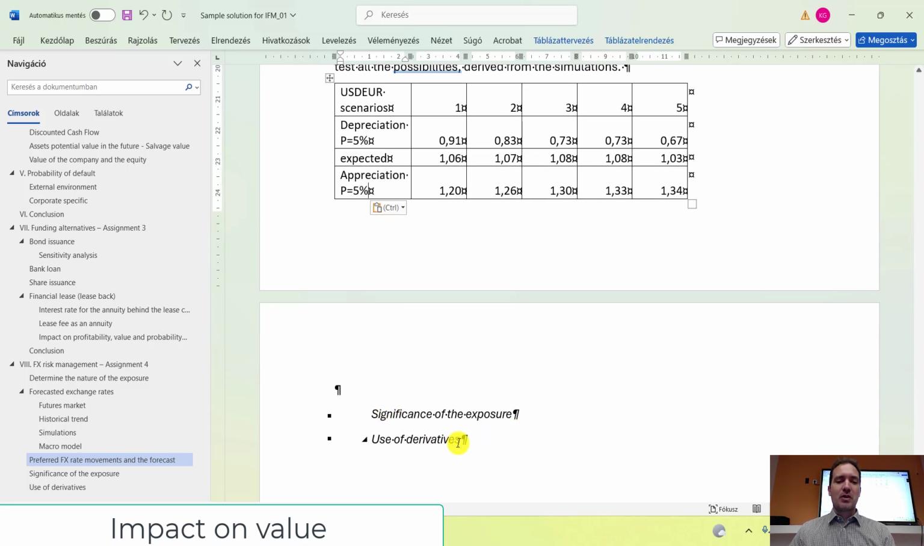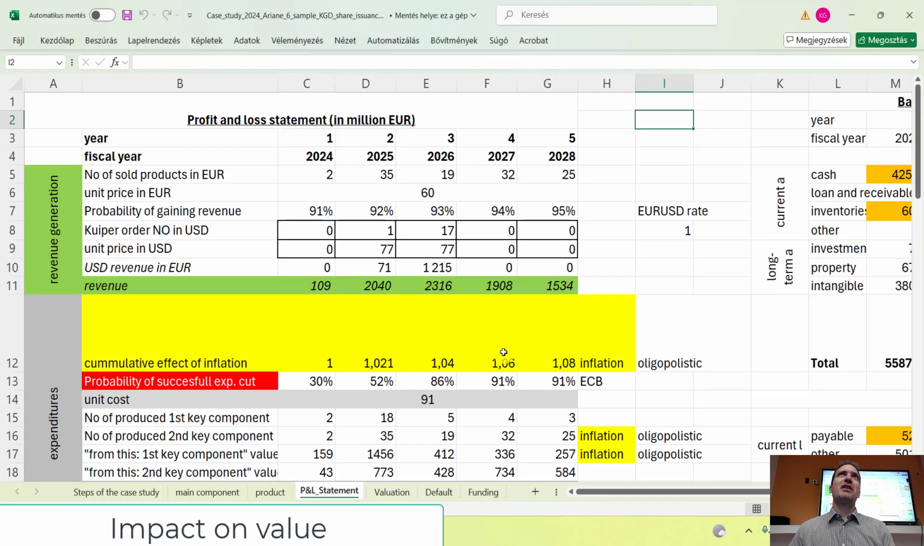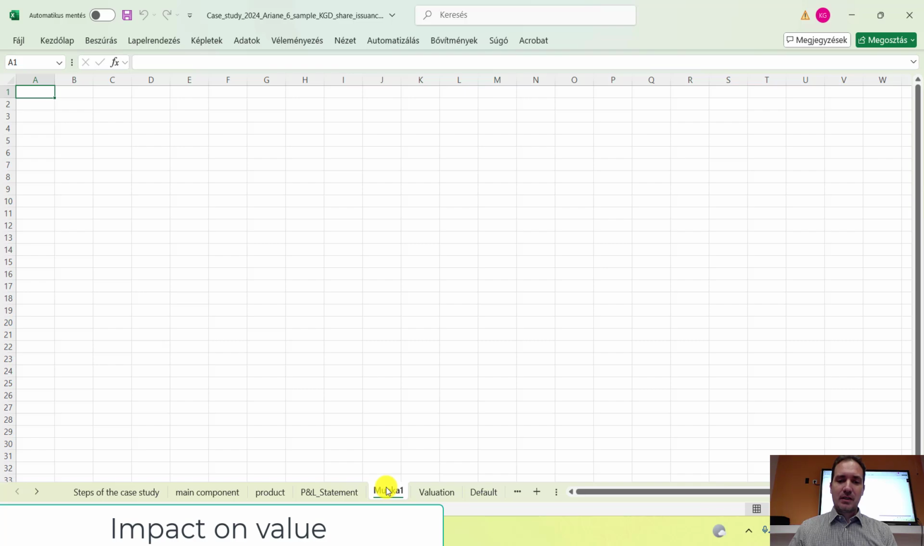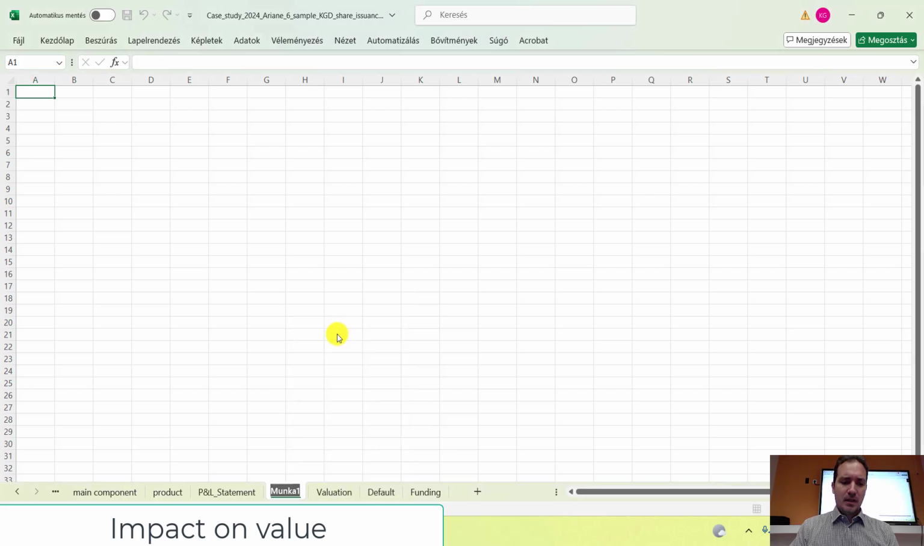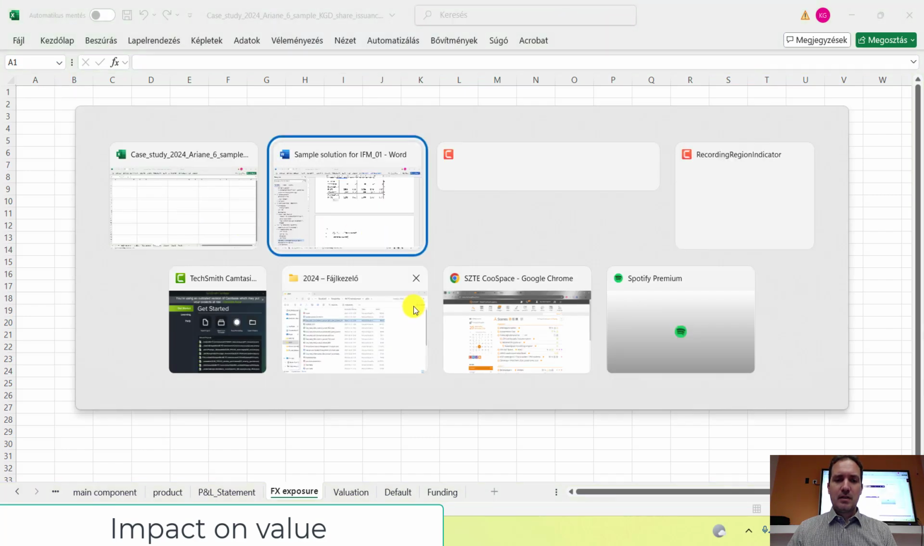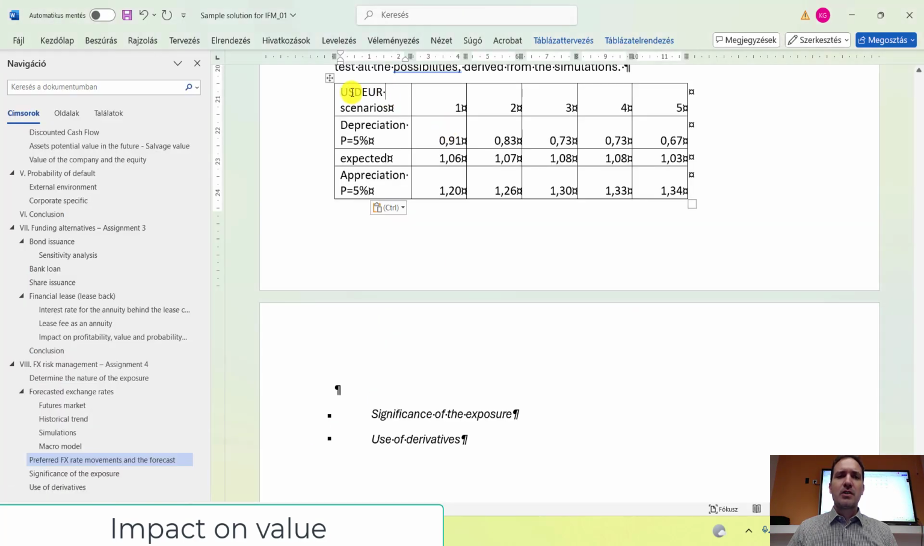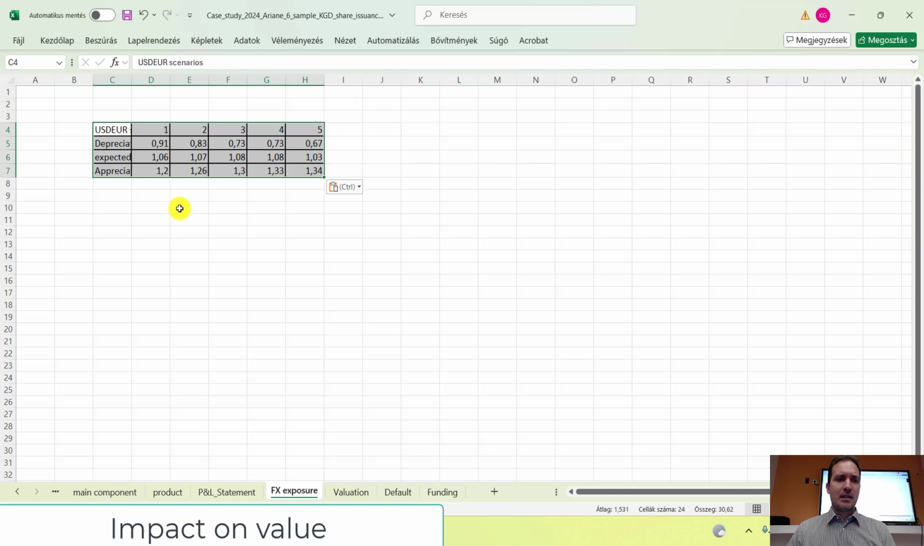Then, significance of the exposure. How can we determine the significance? What is the impact on value, profitability, probability of default? I think this is the simplest approach. So, let's just create it. Did we have this already? No, we don't. Okay, FX exposure. We already have this Excel sheet here. So what happens if I'm just copy and pasting it into Excel? Nice.